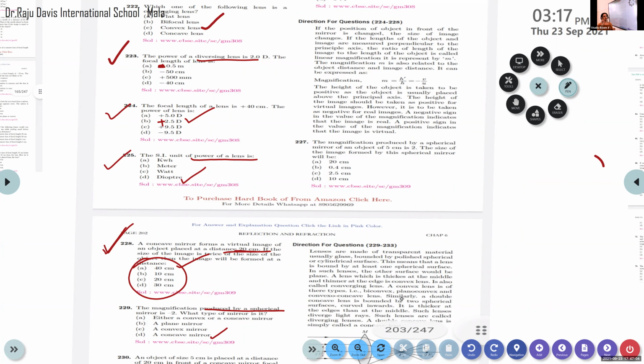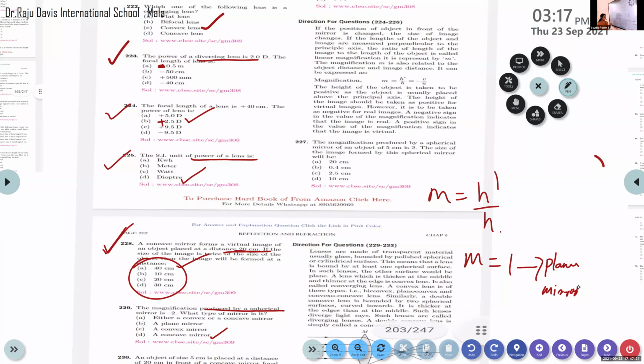The magnification produced by a plane mirror is 1 because the size of the object and the size of the image are the same. M is equal to H dash by H, and H dash and H are the same. So M is equal to 1 in the case of a plane mirror. And also a plane mirror is not spherical in nature, so option B is also wrong.